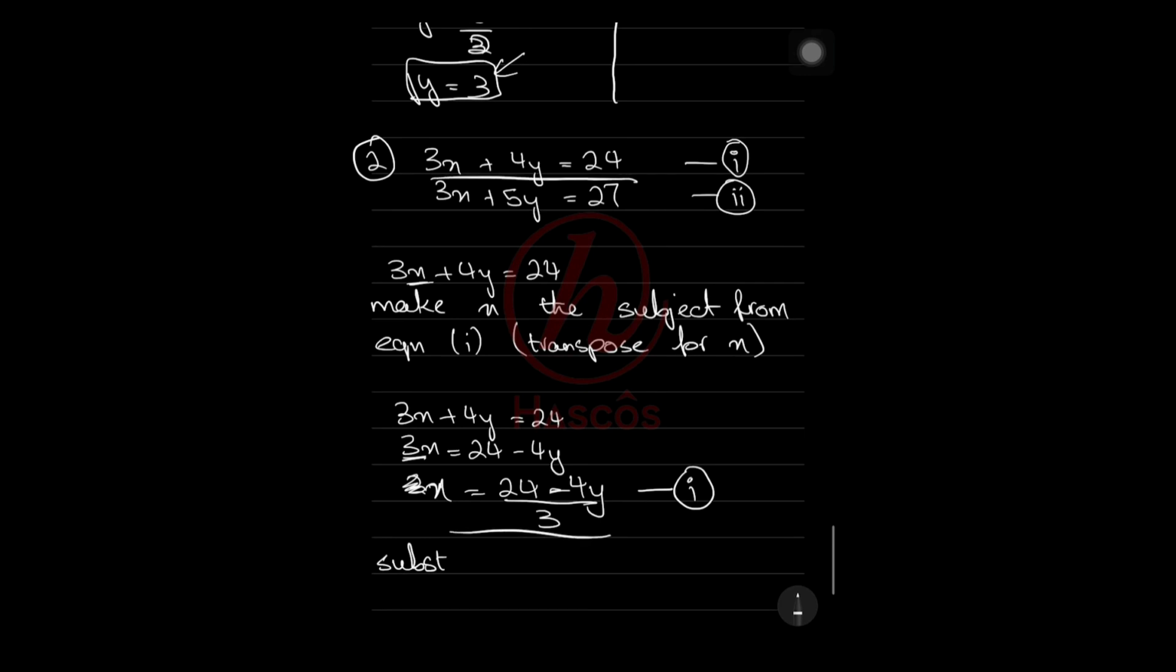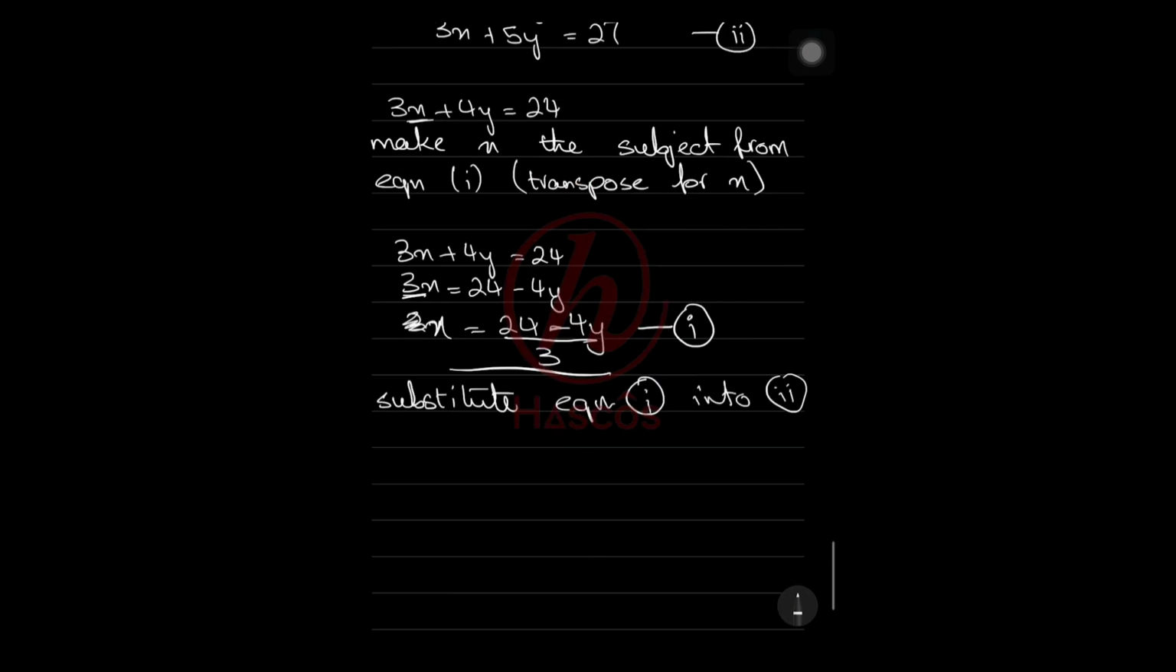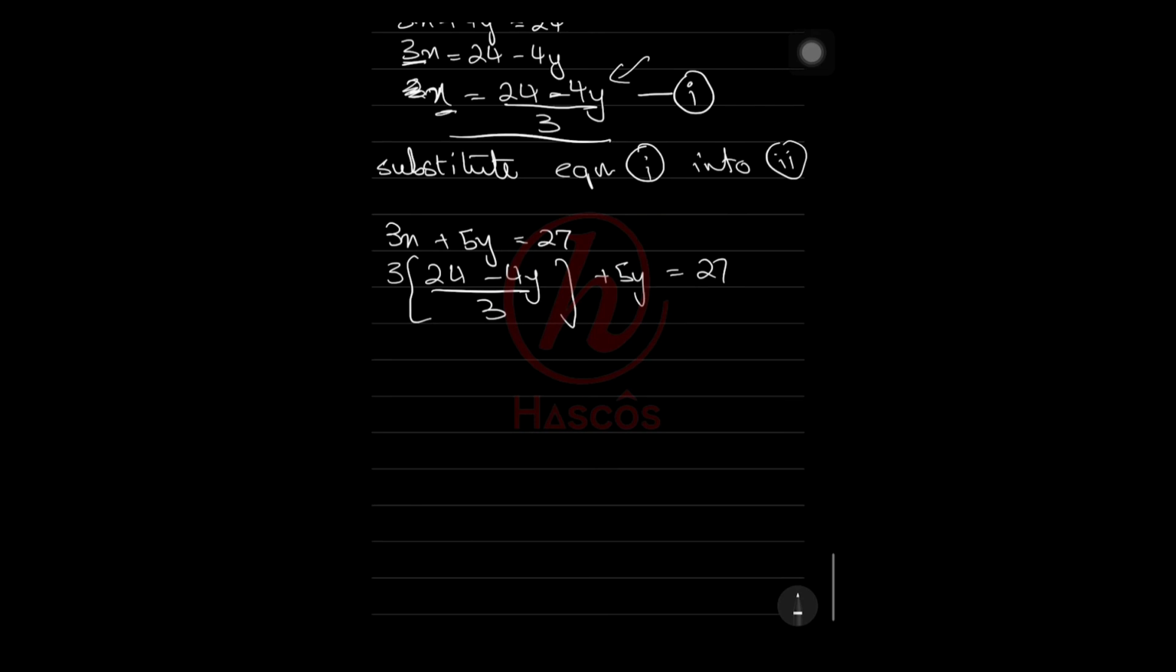Now this equation number 1 has been made into this equation, which is x is equal to 24 minus 4y upon 3. So now we're going to substitute this new equation 1 into the opposite equation, which is equation number 2. We have 3x plus 5y equals 27, and instead of x we're going to plug in 24 minus 4y upon 3 plus 5y equals 27, and then we open the bracket up. 3 multiplied by 24 becomes the 72. 3 multiplied by negative 4 becomes the negative 12y upon 3, and then you have plus 5y equals 27.